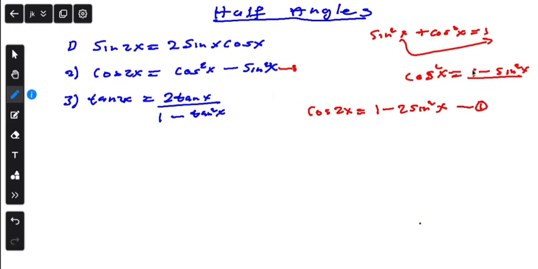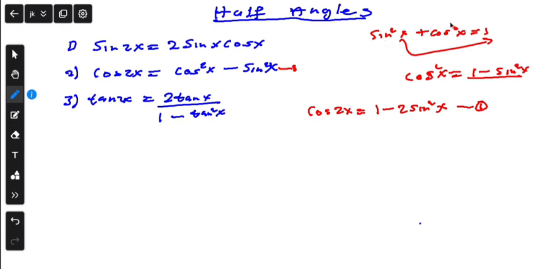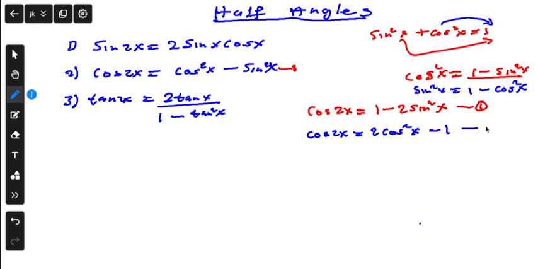The second one, we do likewise. Here, instead, we're going to take this one to the other side. Then what are we going to have? We're going to have sine squared x equal to 1 minus cos squared x. So if we take this one and put it here, we're going to have cos 2x equal to 2 cos squared x minus 1. This one is the second identity.